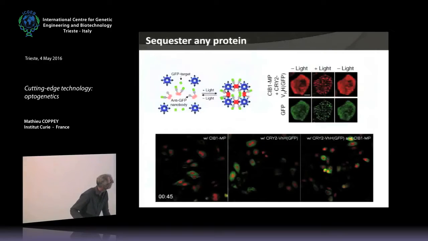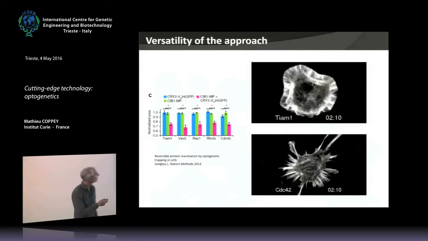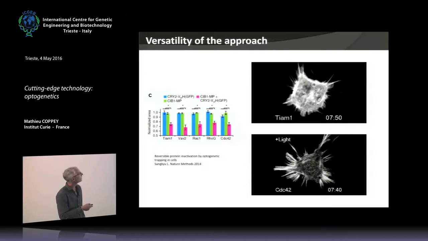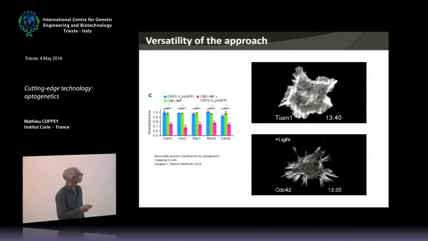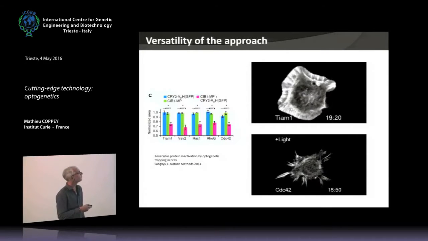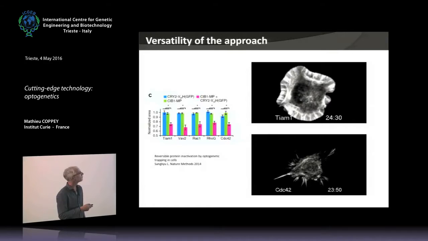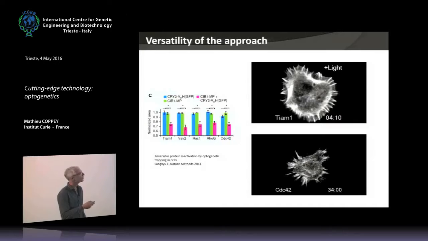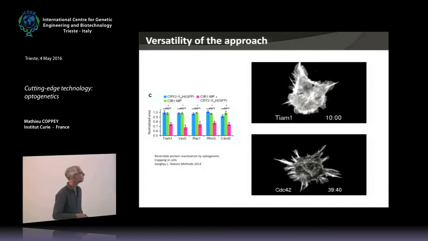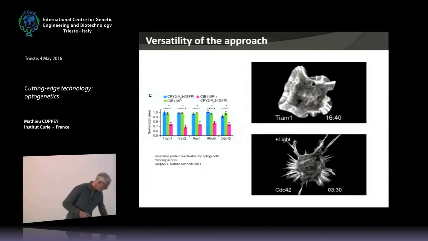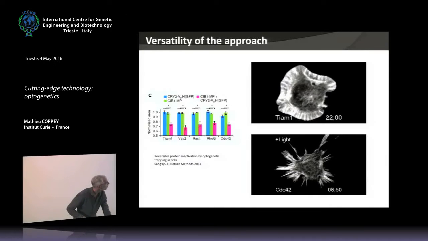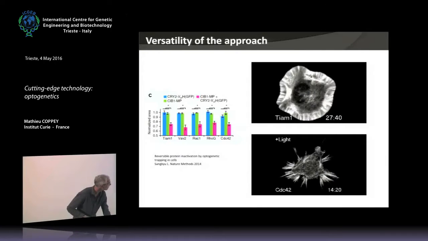This is one example here that I show you with different proteins. What you have here is, for example, a GEF that activates a RAC protein. And as soon as you shine light, you will see this protein is trapped in clusters, and the cell retracts and contracts. You can do the same for CDC42 itself. And it works for almost any protein.